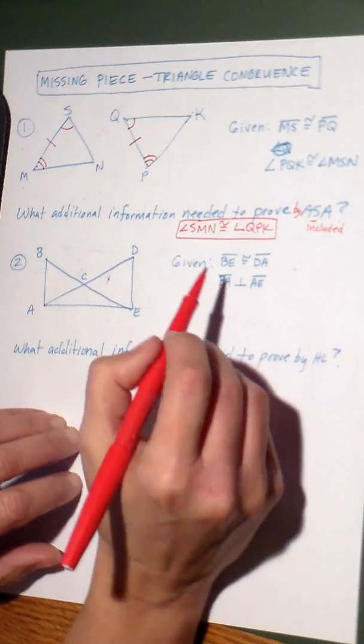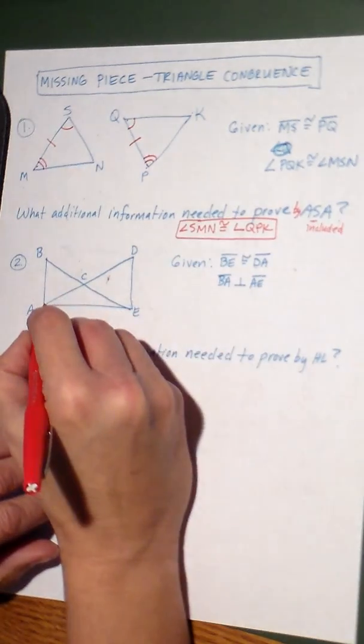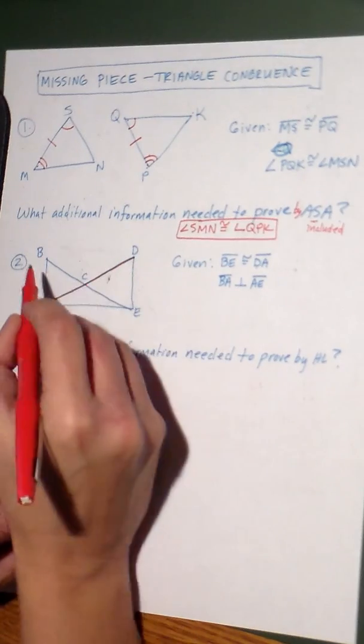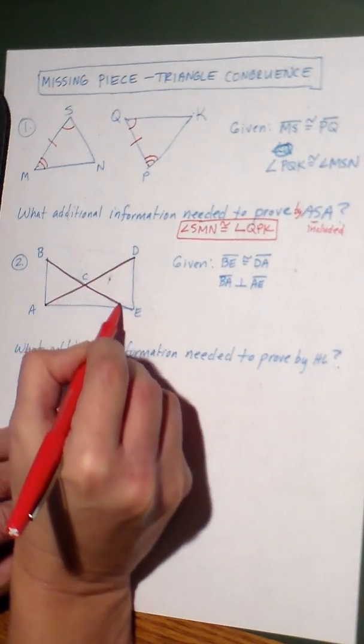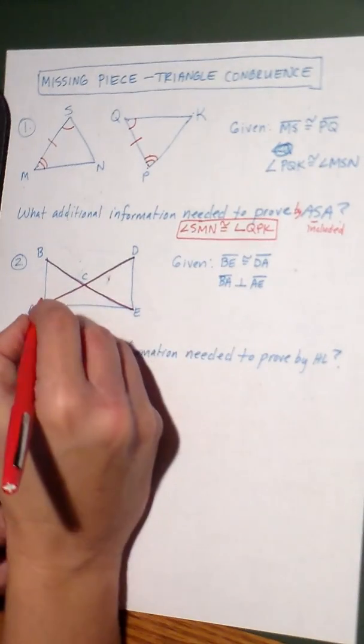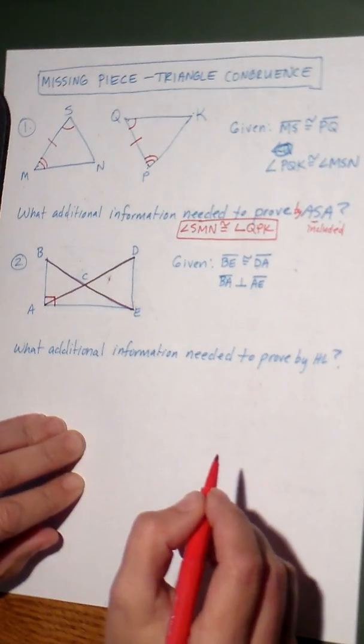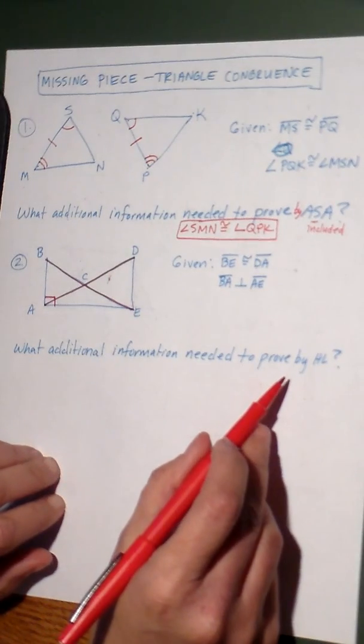I'm given here that BE is congruent to DA. I can mark that, but it's kind of hard because they overlap. So I know that BE is congruent to DA. I know that BA is perpendicular to AE, so I can put a right angle there. So what other information do I need to prove by HL?